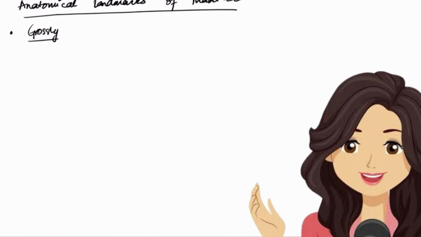Grossly, if you see the basic osteologic anatomy of the maxilla, it is actually a paired bone. It is actually maxilla, the plural form. So there are 2 maxillae which are united in the center at the mid-palatine suture. So it is a paired bone, and grossly it is pyramidal in shape.